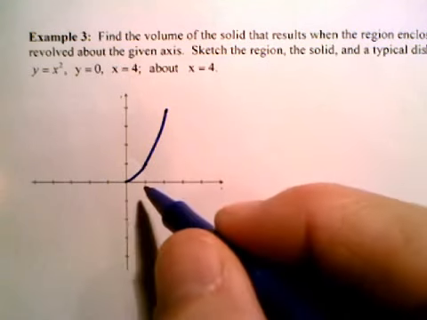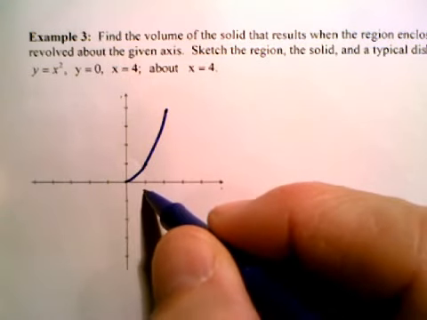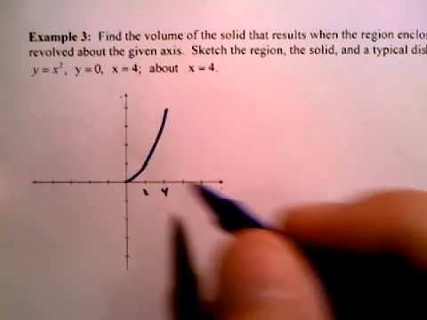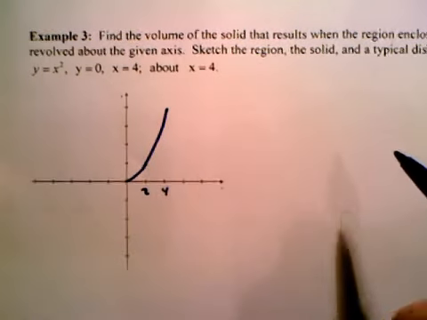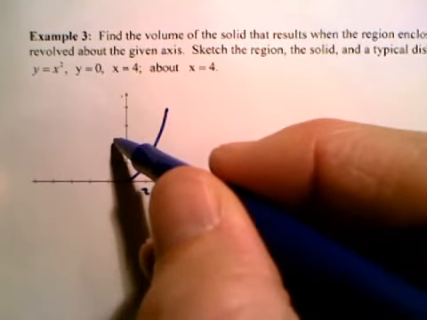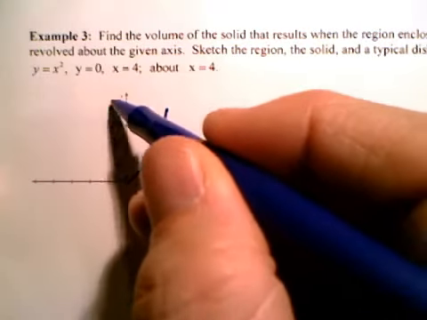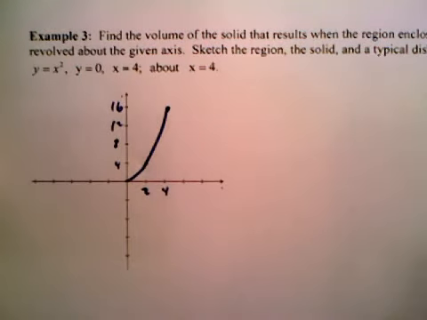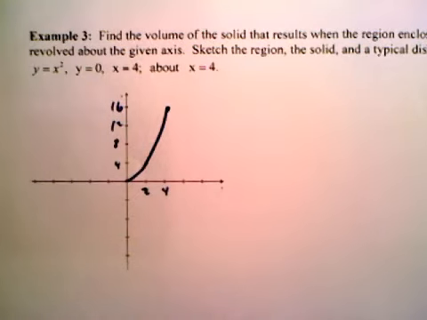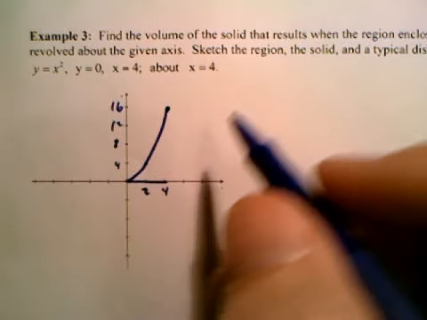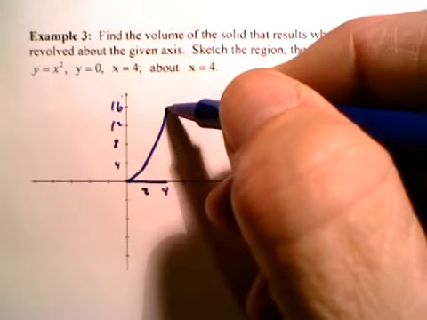Now let's do this. Let's call this 2, and let's call it 4. So y equals x squared, 2, 4, 4, 8, 12, 16. So we can adjust it here so it'll fit. And then we have y equals 0. Okay, well that's that. X equals 4, and that's that.